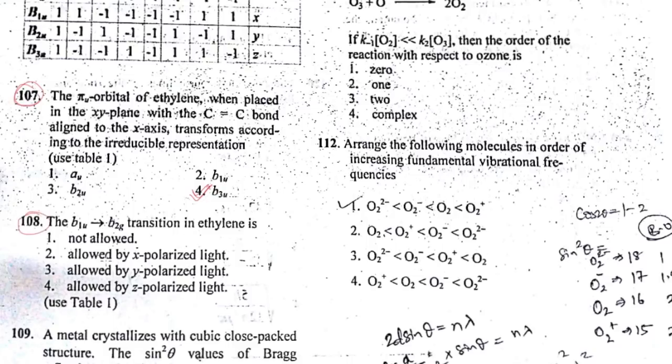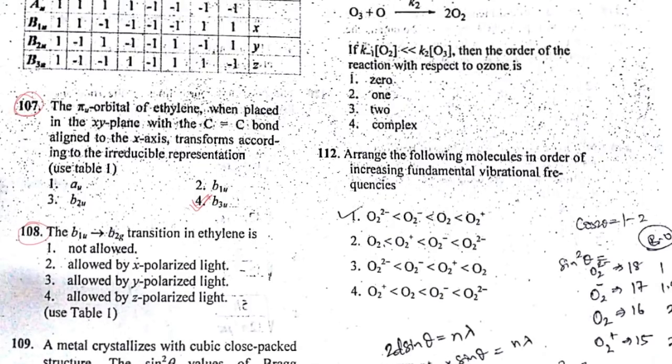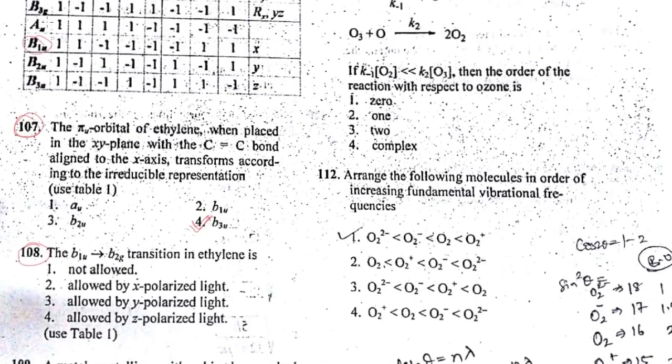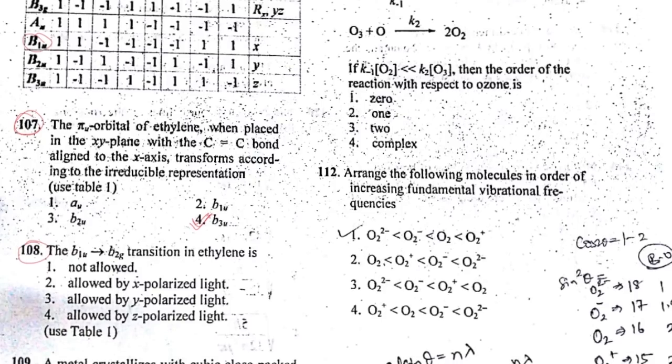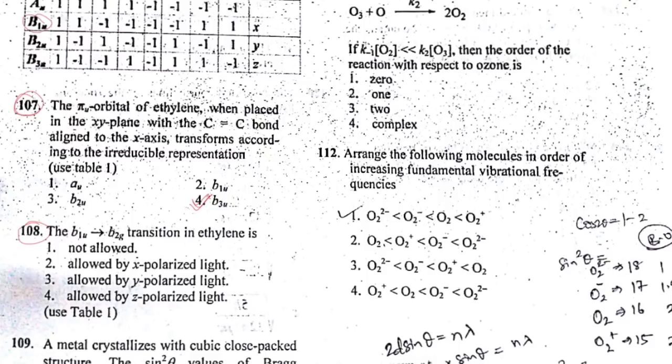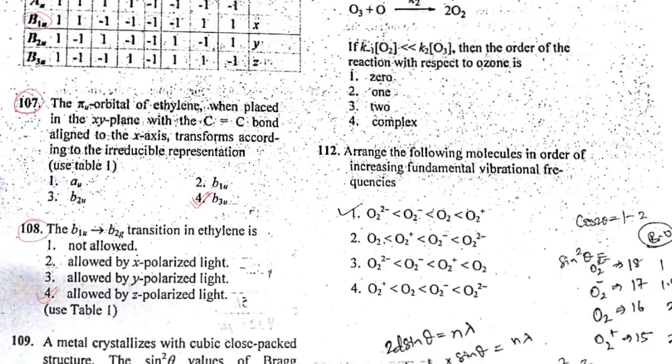It says B1U to B2G, so you are going from B1U to B2G. Now they are asking which polarized light it will be, so it will be Z polarized. The correct option will be allowed by Z polarized. Using the table you can do that question.